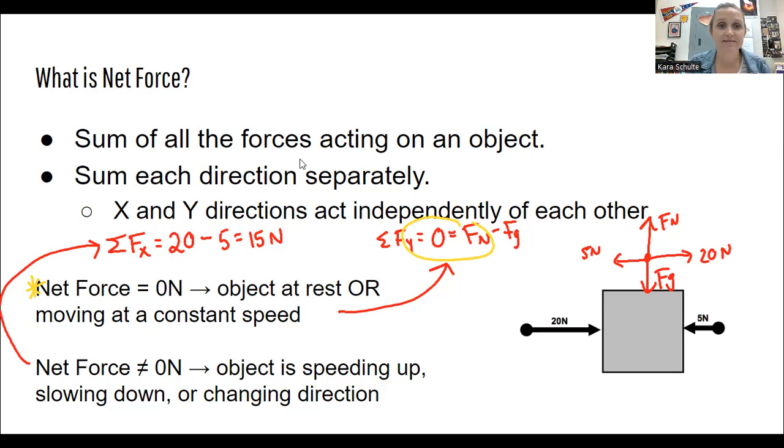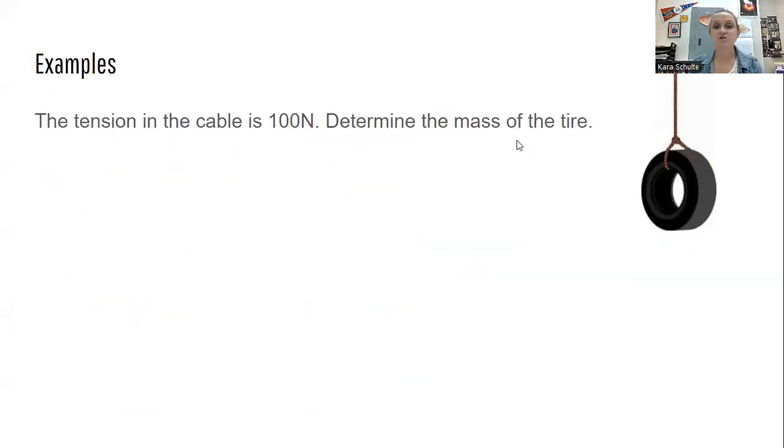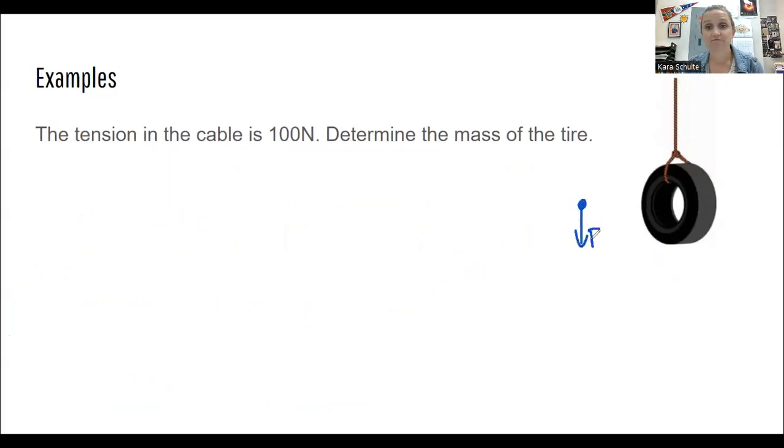So let's do a couple of examples with balanced forces. We've got the situation given. The tension in the cable is 100 newtons. We want to determine the mass of the tire. Whenever I do problems like this, the very first thing I want to do is draw a force diagram. So I'm going to draw a force diagram of my tire. The tire has force gravity acting downward on it, and we've got force tension acting upwards. I'm going to draw my force diagram.